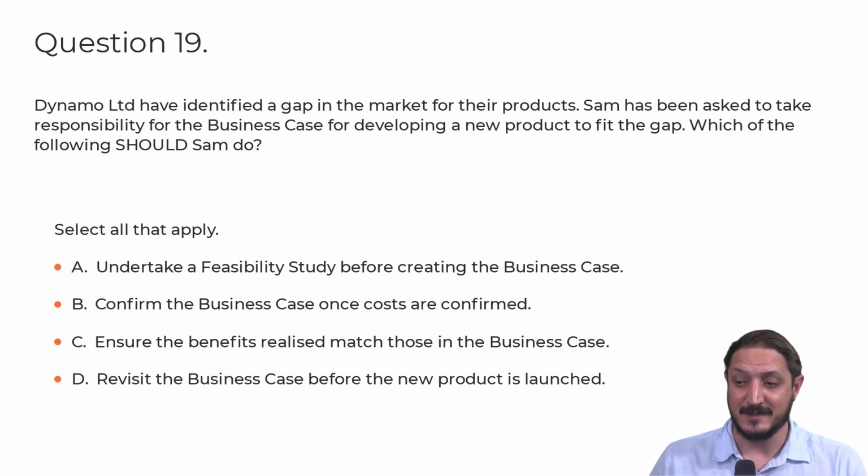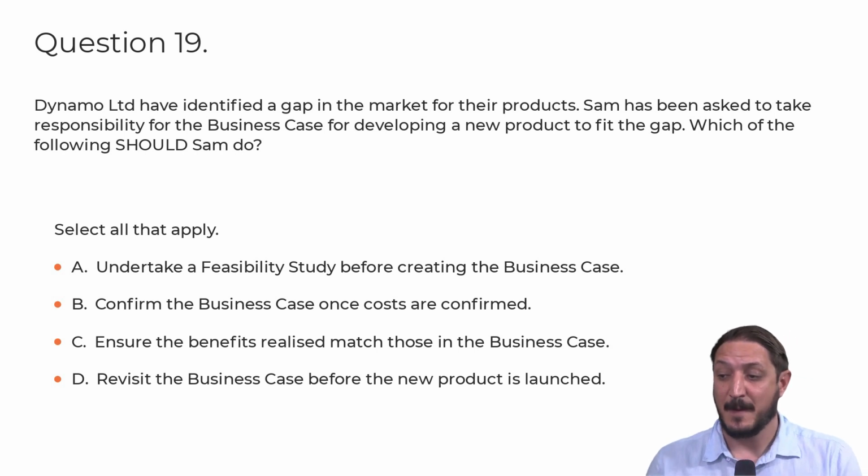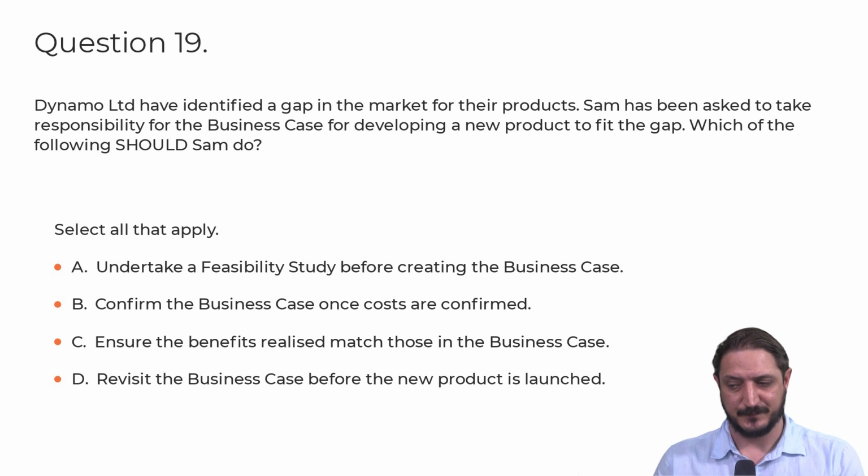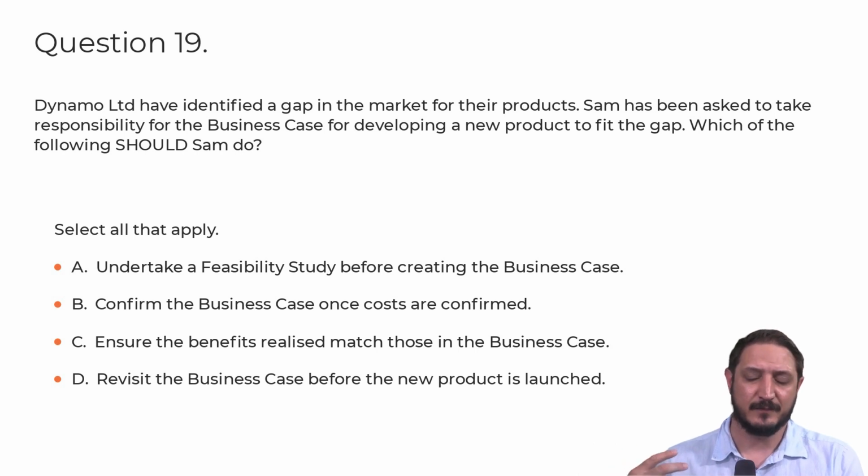Now C, it says, ensure the benefits are realized. Just give me a moment. Ensure the benefits are realized, match those in the business case. Okay, so we may include information about the benefits in the business case, such as when we are establishing what returns of investment from a quantitative, monetary and economic perspective.